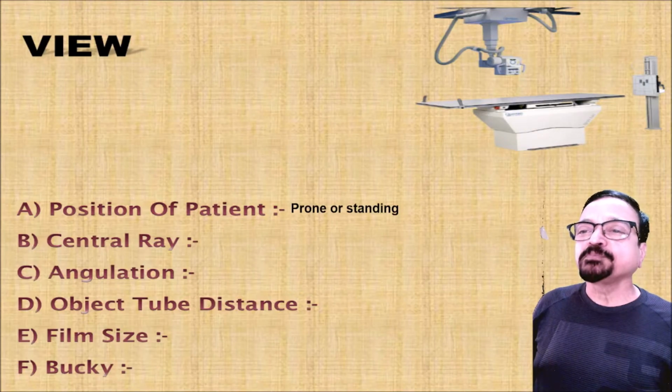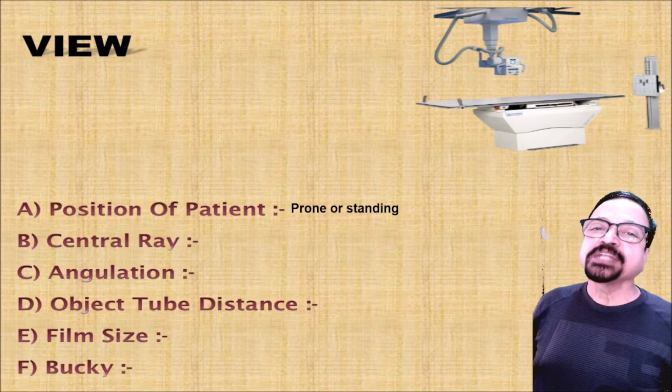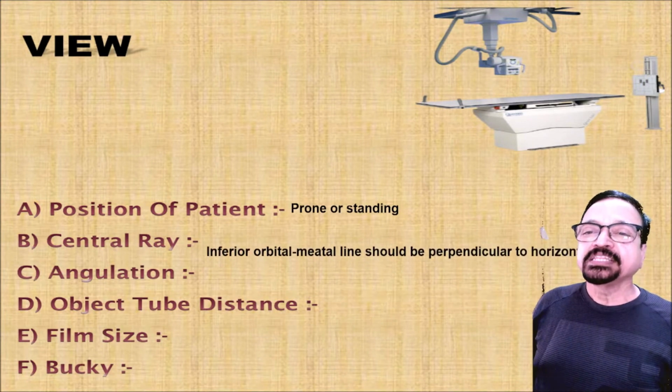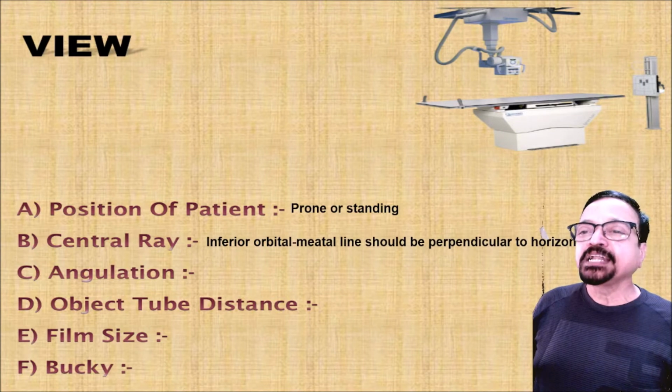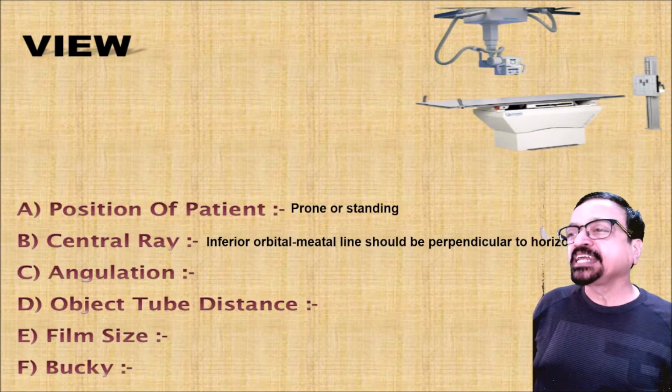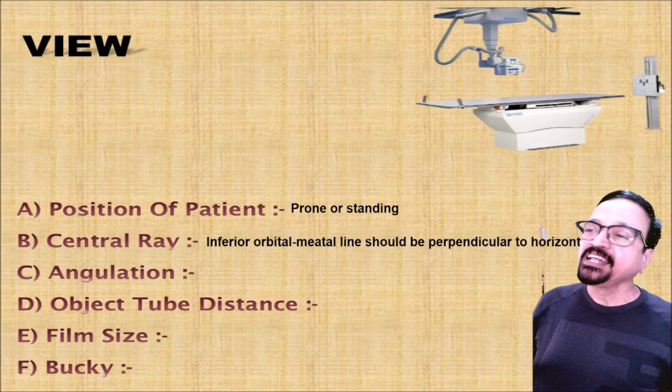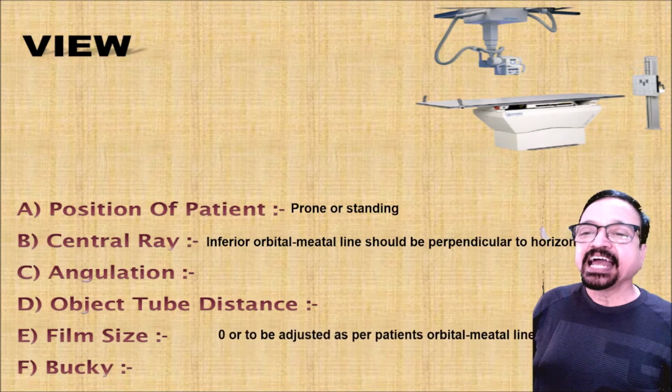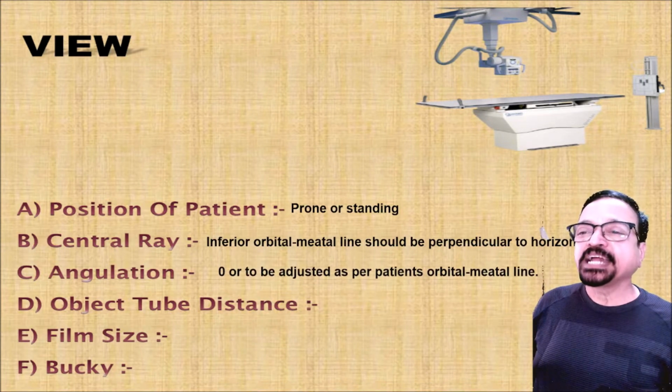Now let's come to the second view, that is the base of the skull. Now this we can take with the patient prone or standing. It is easier to take in the standing position rather than the prone position. Now the infraorbitomeatal line should be perpendicular to the horizontal plane. That is, the horizontal plane is having the CR, that is the central ray. Then angulation should be 0, or adjusted as per the patient's orbitomeatal line.